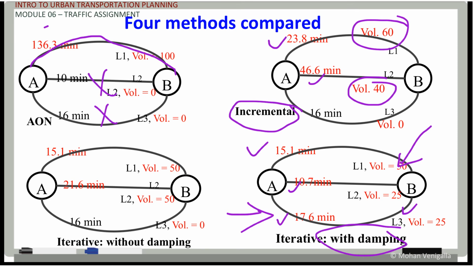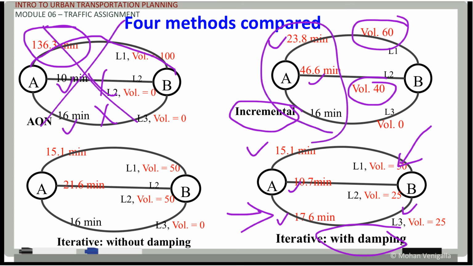Another thing to look at here is the travel times. Who in their right mind will travel by a link that really has 136 minutes when the competing ones are 10 minutes or 16 minutes? So that guy is out. Even here the disparity in travel times is pretty high. Here too the disparity is high, but look at this. In terms of difference from each other, they are not that different. So the variation is less. You will see in the next one, equilibrium assignment, they are going to be equal.